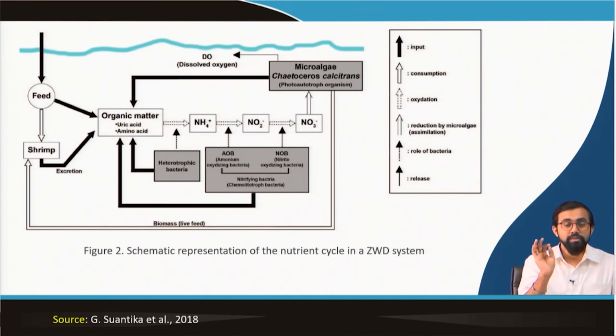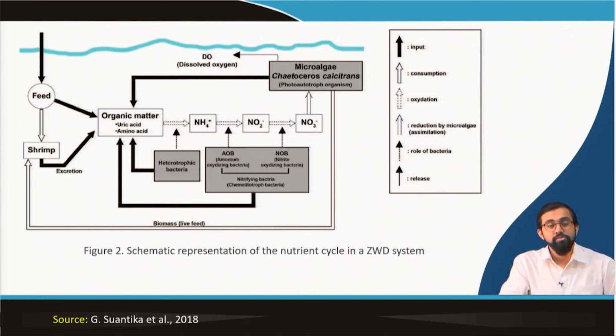After the treatment is done, this microalgae may be considered as organic matter. It can even be utilized as a feed for certain types of aquatic species. See, the microalgae will go directly as a biomass, as live feed for the shrimp. So this is how, in general, the nutrient cycle of a zero waste disposal system of any aquaculture process looks like.